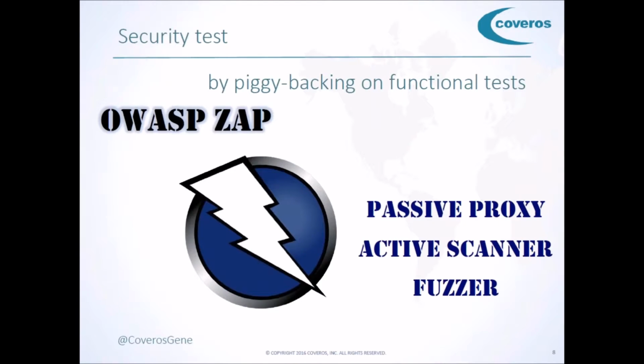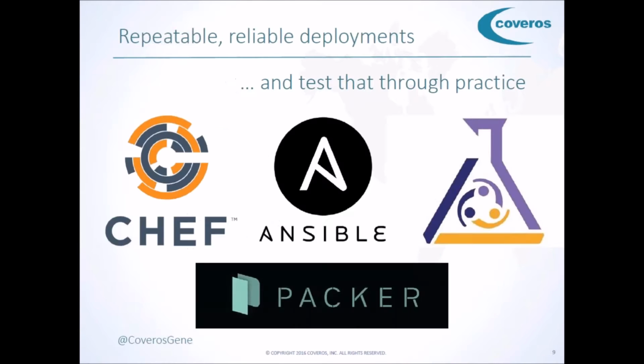You can also piggyback on those functional tests by running them through a passive proxy, like OWASP. Right? As you're doing just your regular functional tests, if you proxy them through a security tool, you can be picking up on any cross-site scripting, SQL injection, cross-site request forgery possibilities, and just get some free security testing without taking an extra step of doing much.